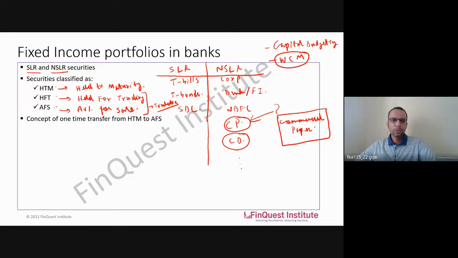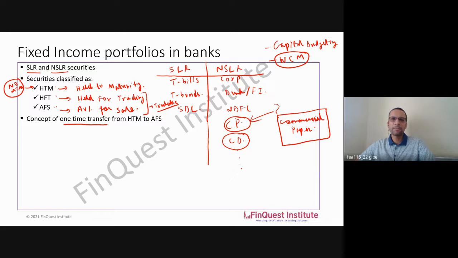Now, relating this with a concept of one-time transfer. So maybe before we go to one-time transfer, one thing which we can quickly discuss is those securities which are under HTM. They don't have to be MTM daily. That is, those securities which are sitting in my HTM portfolio, I do not calculate the MTM on a daily basis. That is, they are immune to any kind of fluctuations which are happening in the yield curve on a daily basis. That is, no MTM here. We don't need to do MTM.